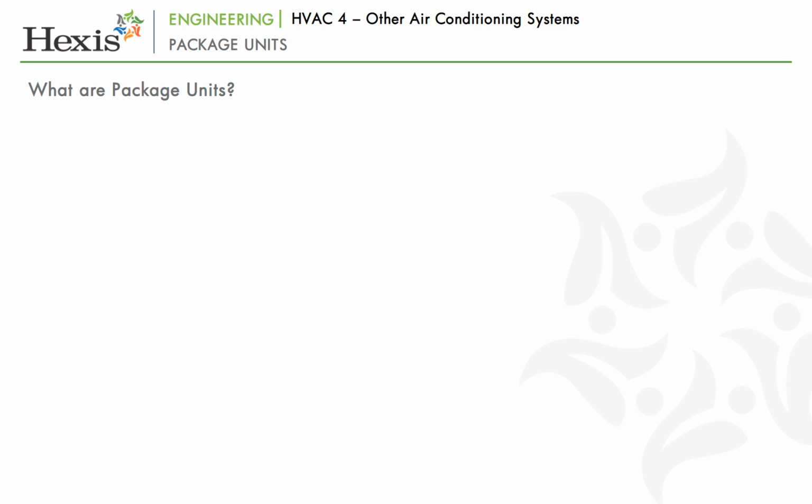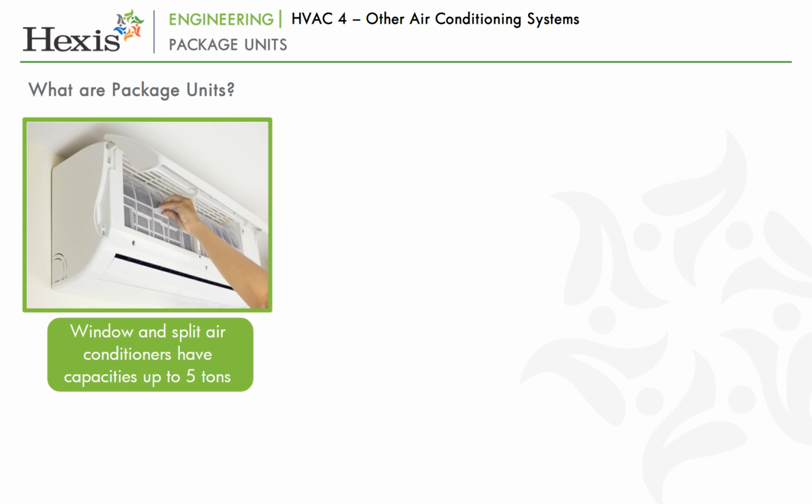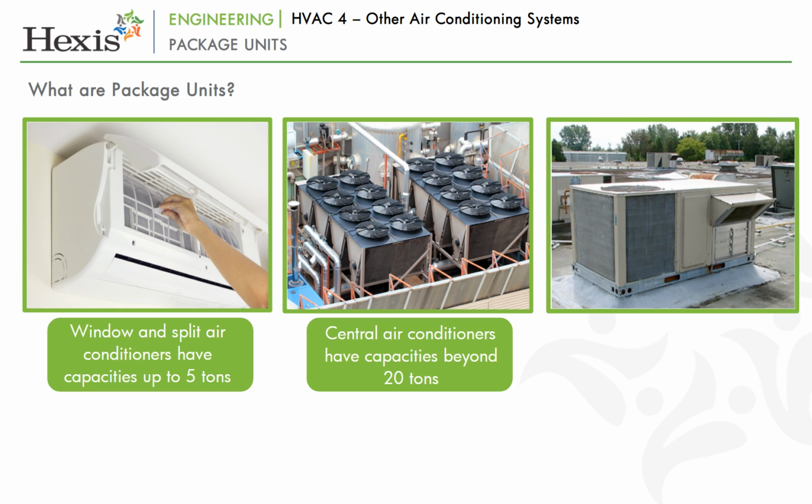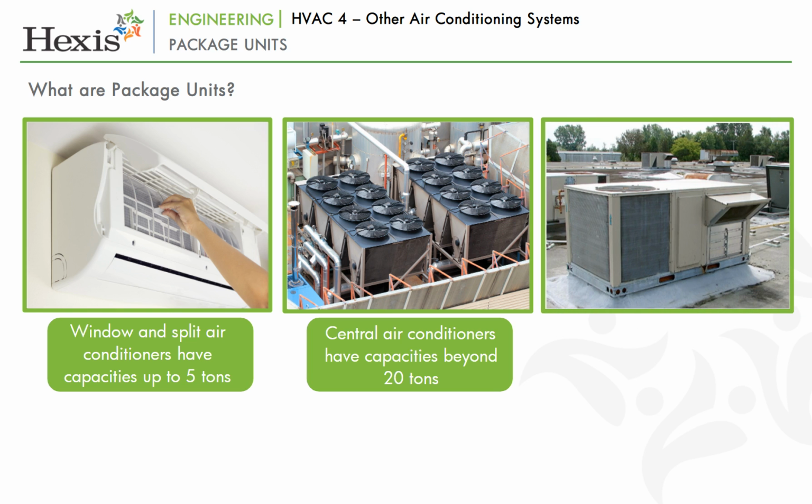Let us now understand what are package units. The window and split air conditioners are usually used for the small air conditioning capacities up to 5 tons. The central air conditioning systems are used where the cooling loads extend beyond 20 tons. The packaged air conditioners are used for the cooling capacities in between these two extremes.